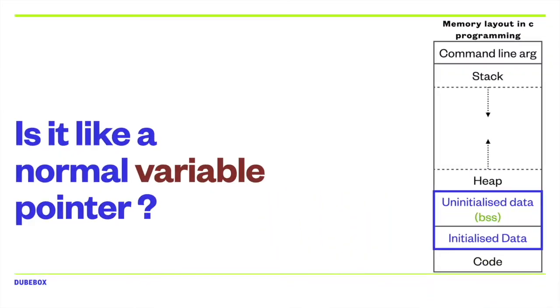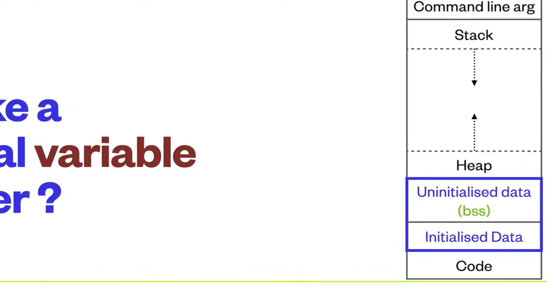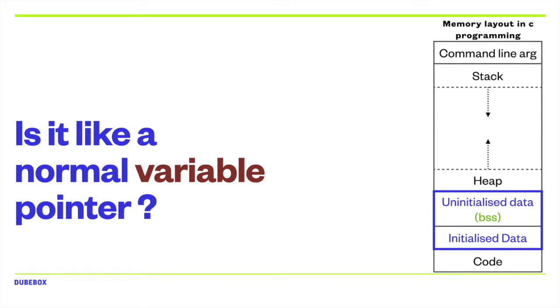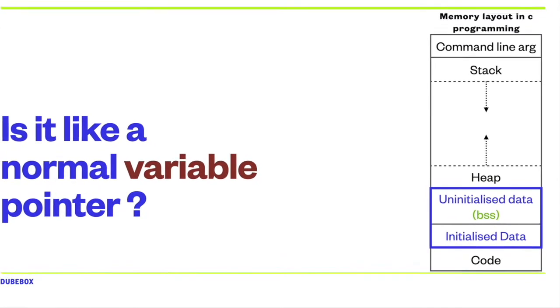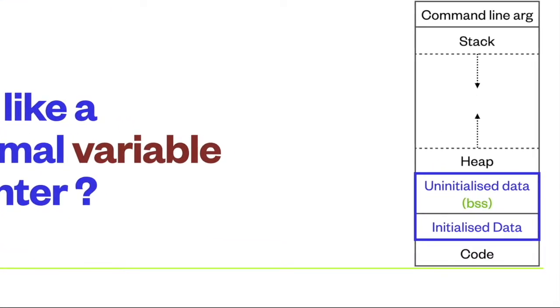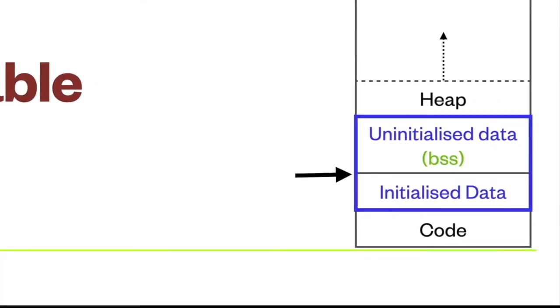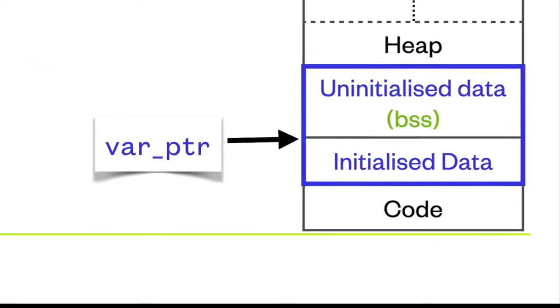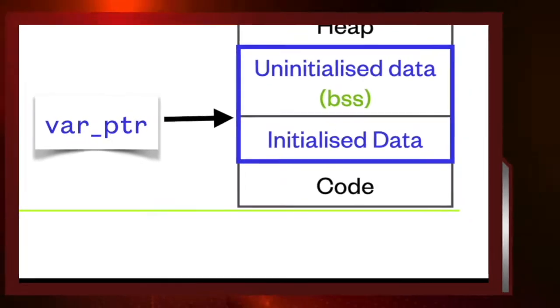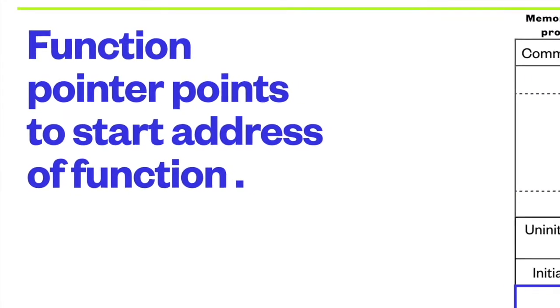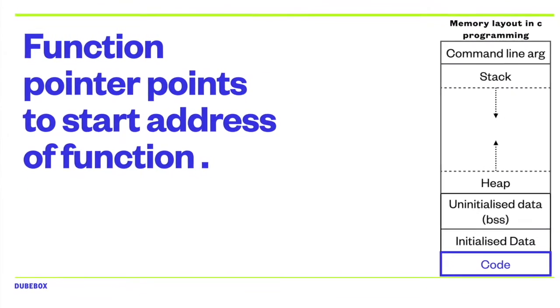A pointer which has to point to the memory location for a variable will point somewhere in the initialized or uninitialized data segment, and a pointer which has to point to the memory location for executable code will point somewhere in the code segment. So a variable pointer will point somewhere in the initialized or uninitialized data segment. A function pointer is similar to the normal variable pointer, which will point to the base address of the function.